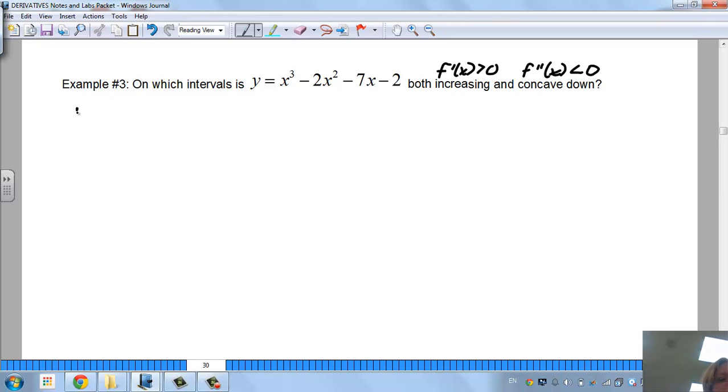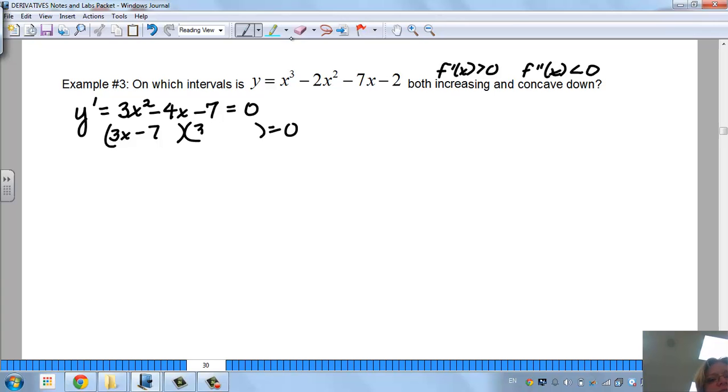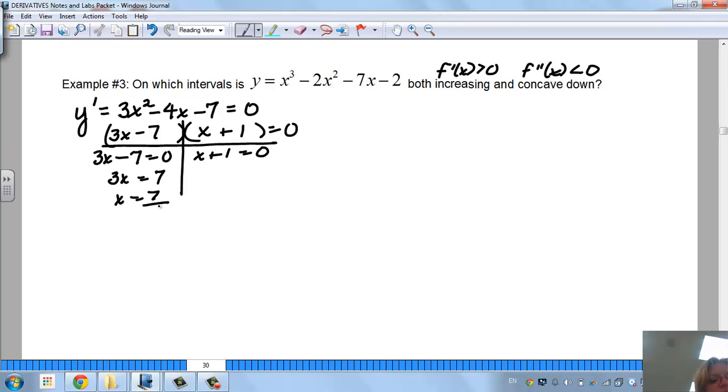All right? So I'm going to do the first derivative, put it equal to 0. 3x squared minus 4x minus 7 equals 0. And when I factor this, I have 3x minus 7 and, excuse me, x plus 1. Okay, make a big T here. So I have 3x minus 7 equals 0, x plus 1 equals 0, 3x equals 7, x equals 7/3. I'm going to box that. X is going to equal negative 1, and I box that.